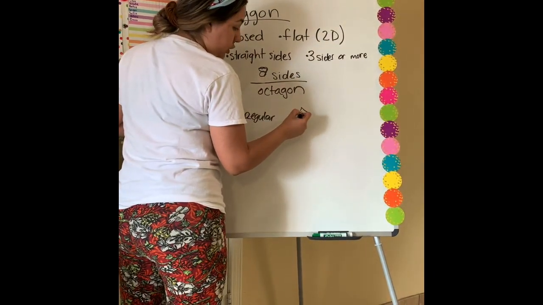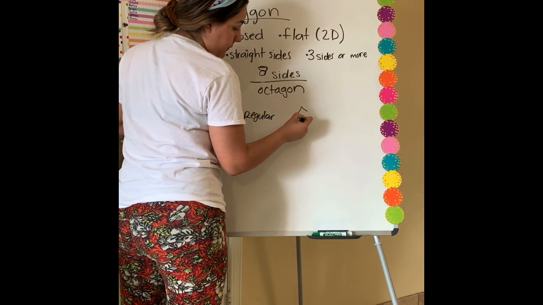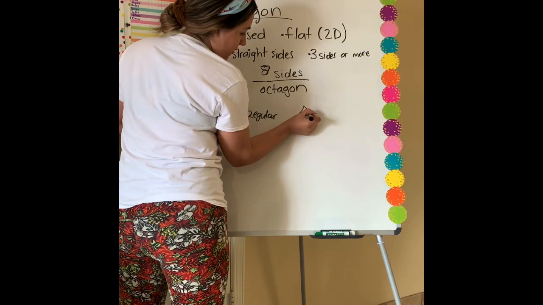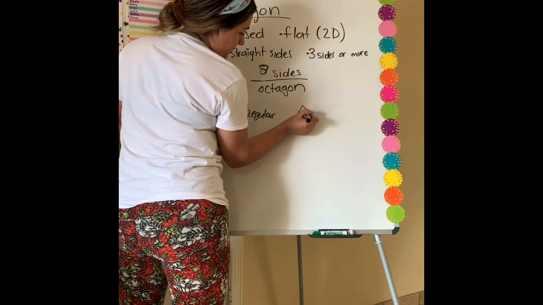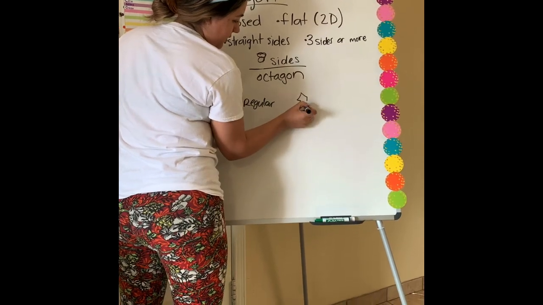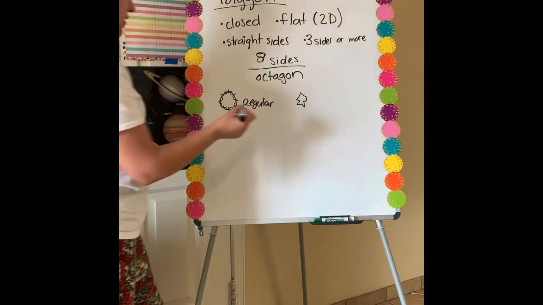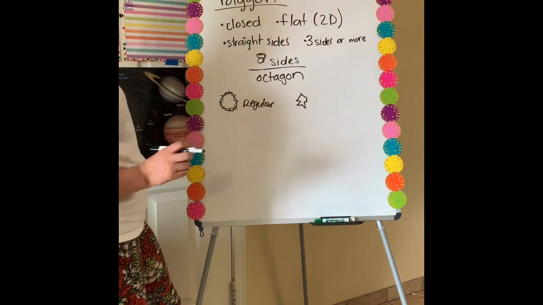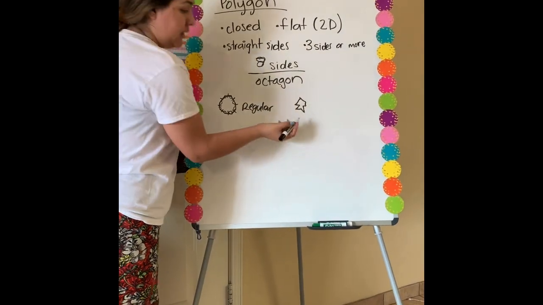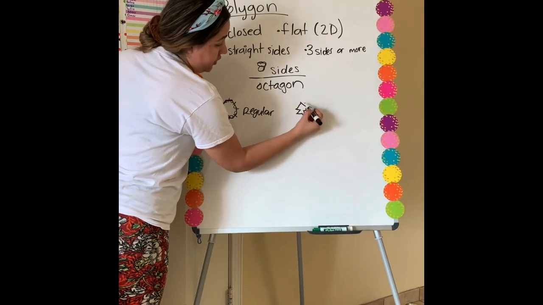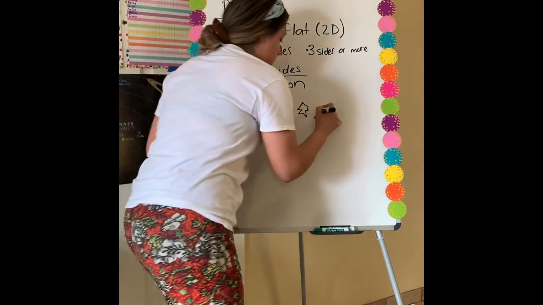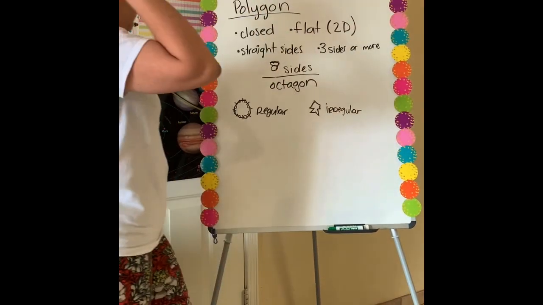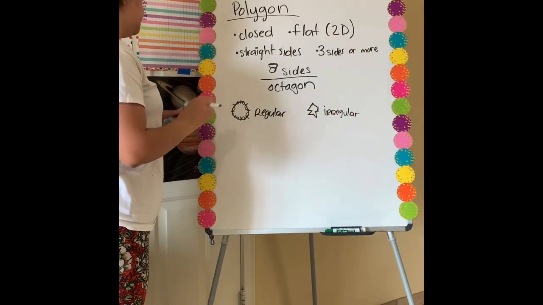I don't know, 1, 2, 3, 4, 5, 6, 7, 8, something like that. 1, 2, 3, 4, 5, 6, 7, 8. Okay, there. 8 sides. Clearly, this is a lot shorter than this, so the sides are not equal. Irregular. Okay? And there's no square corners.